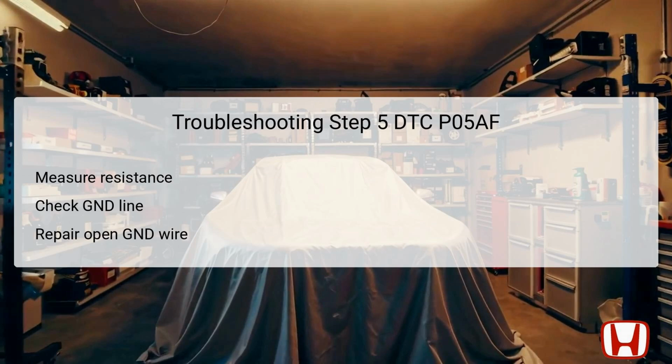If the resistance exceeds this specification, it indicates there is an open ground wire between the grille and the ground reference point G251. In this scenario, repair the damaged wiring to ensure that the lower shutter grille can ground properly, further facilitating its intended function.